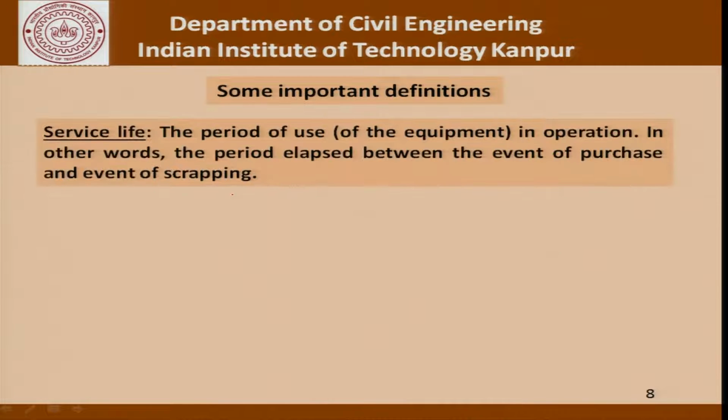So, let us talk of some important definitions. To get started, service life is the period of use of the equipment in operation. In other words, it is the period that elapses between the event of purchase and the event of scrapping. So, purchase of the equipment is basically an event as far as the time is concerned. At a particular point in time, a purchase happens, and at a particular point in time later on, the equipment is scrapped. So, this time is basically what we are talking about as the service life.